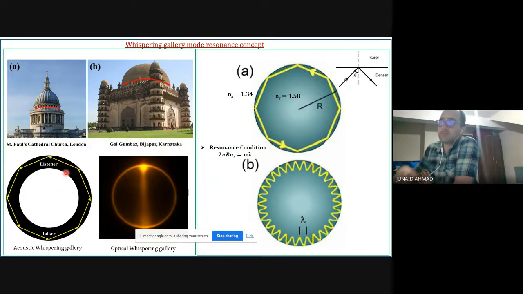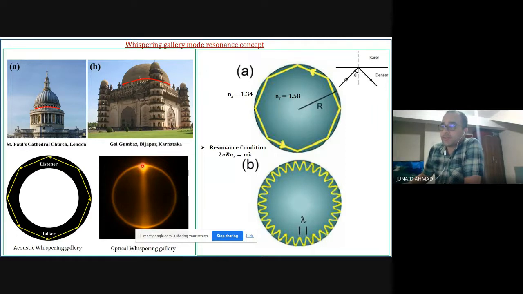Whisper is the word that derives its roots from sound. Gallery is basically this curved structure, which is also called a gallery, and whispering gallery mode waves are the waves that interfere inside this dome-like cavity. Similar structures are found in many parts of the world. Especially in India, we have a structure where you could observe similar phenomena for sound waves. And so with time, scientists predicted that similar phenomena could be observed for optical waves.